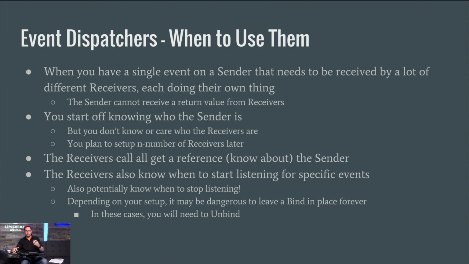So in that case, what you'd have is something that was sent out the moment the boss died, and all these level elements, like the torches and the walls and whatnot, would be the receivers, and they would just respond however they were supposed to respond. So whenever you start off knowing what the sending object is going to be, but you don't know and you don't care how many receivers there are, there could be none, there could be many, it doesn't matter. You just know that we're going to send something out and a bunch of folks are going to have to respond to it. Then it's probably time to use event dispatchers.